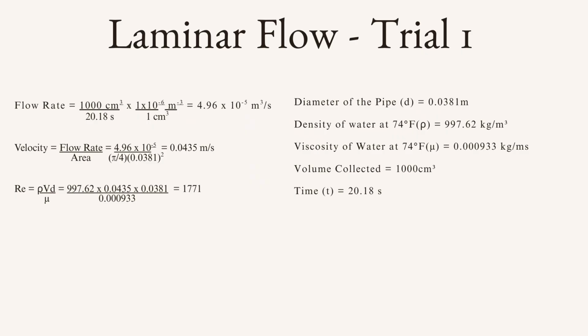For the first laminar flow trial, the flow rate was 4.96 times 10 to the negative 5 meters cubed per second, and the velocity was 0.0435 meters per second, and the Reynolds number was 1,771. For the second laminar flow trial, the flow rate was 5.66 times 10 to the negative 5 meters cubed per second, and the velocity was 0.0497 meters per second, and the Reynolds number was 2,024.